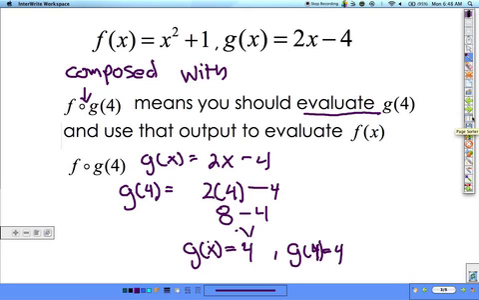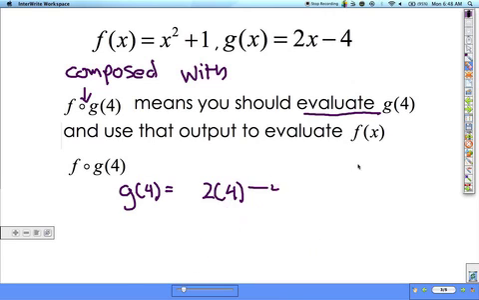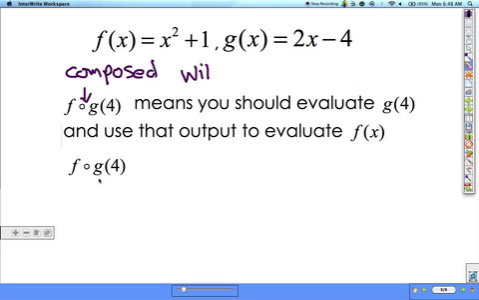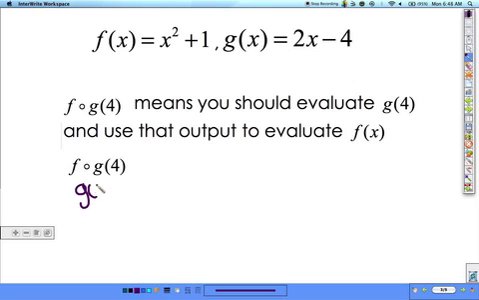All right, so let's note that g of 4 is equal to 4, and what we're going to do is now evaluate the rest of the function. Okay, so first I've already determined that g of 4 equals 4. And now we have to evaluate f of g of 4. So now it's f of 4, because I take the output from my first function and make that the input of my next function.